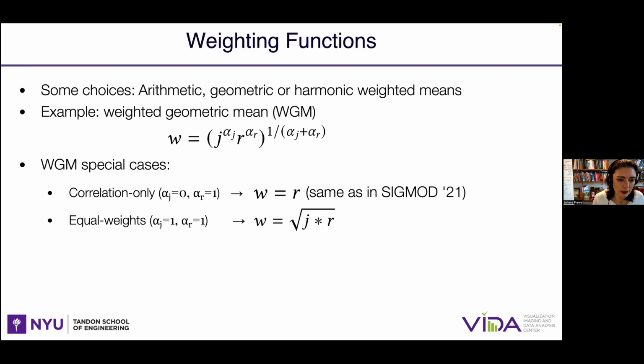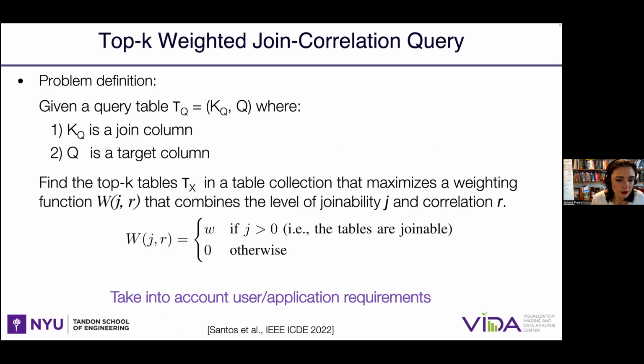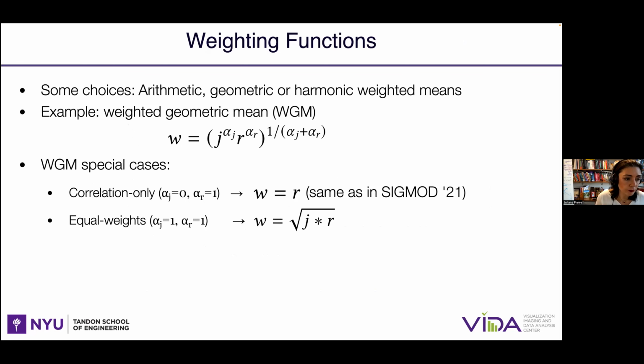We did so by generalizing this definition of join correlation queries to weighted join correlation queries. So now, instead of finding just the top K tables, we want to find those tables that maximize a weighting function that combines the level of joinability and the correlation. This is a way that we can actually take into account user constraints and application requirements. And there are different choices for these weighting functions. In our paper, we actually use the weighted geometric mean for that.